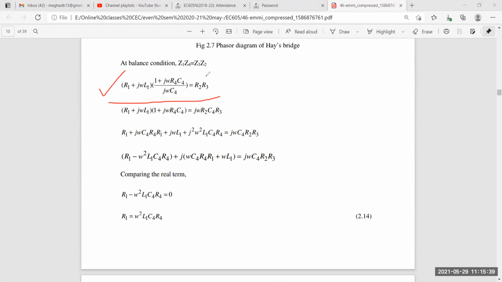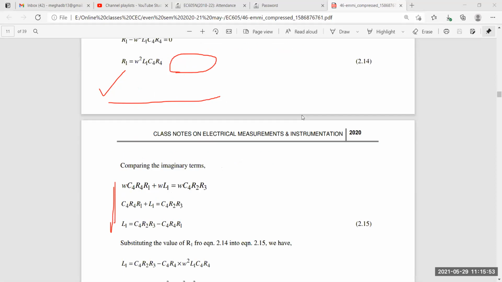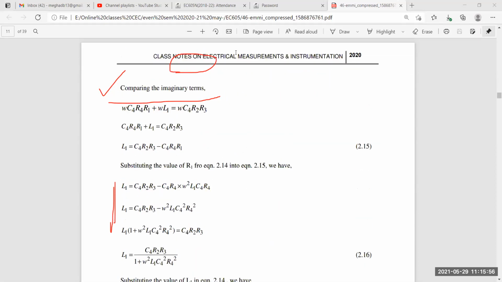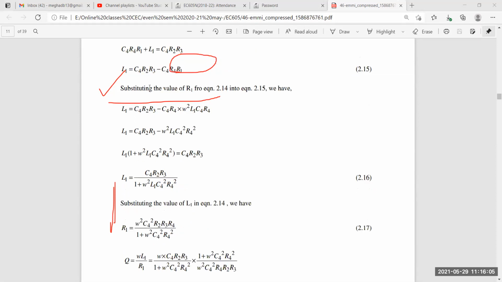I mean, 1 by j omega, and then you simply need to equate Z1 Z4 equal to Z3 Z2. You have to do this, then compare the real and the imaginary parts. There is a big difference between what I did on the whiteboard and here, because I have taken the capacitance as a 90-degree lag. Otherwise you can also follow this one, this will also do. And see here, another thing: you have to find out L1, and the L1 value you need to substitute here, and you will get something.